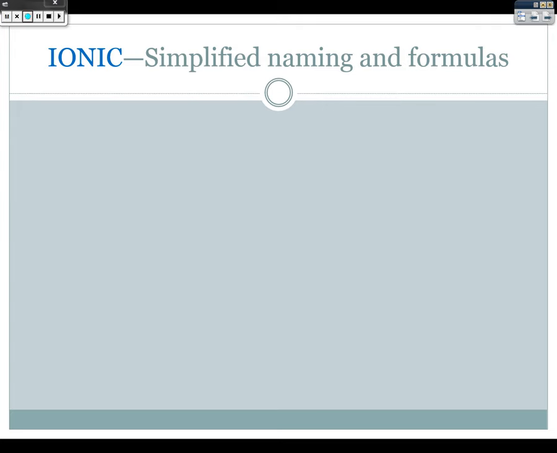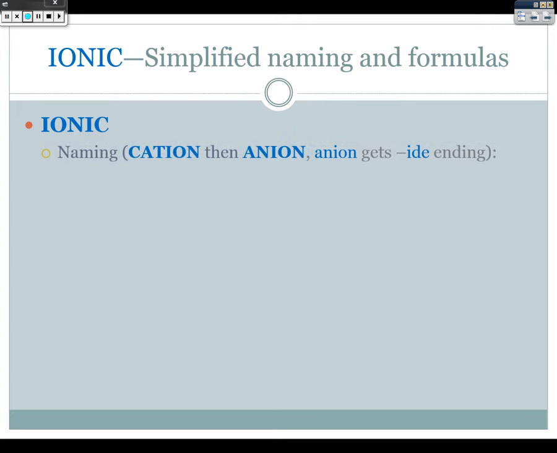Okay, so let's look at this. So ionic, when we're naming, it goes the cation, then the anion, and the anion gets an "ide" ending. So for MgCl2, that would be magnesium, and then chlorine becomes chloride. So magnesium chloride. Na2O, sodium and oxygen, becomes sodium oxide.